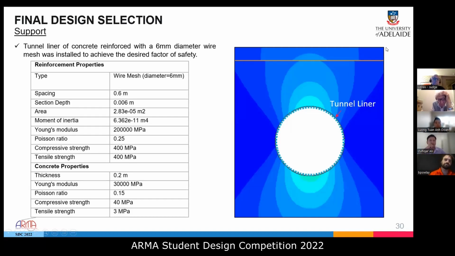So just a quick sum up. Based on the probabilistic analysis, the safe tunnel depth was found to be 65 meters for single fault and 75 meters for 2 faults, achieving the desired requirement for the probability of fault slip less than 5% and the factor of safety of 1.5. Next, the tunnel support design was finalized. We found that a composite tunnel liner of concrete reinforced with 6 millimeter diameter wire mesh is safe to support the tunnel deformation. The concrete and reinforcement properties used are default values saved in the software and shown in the slides.